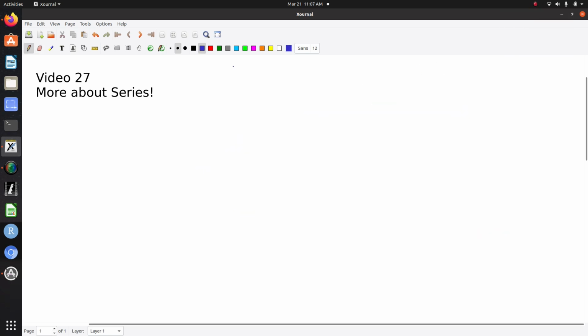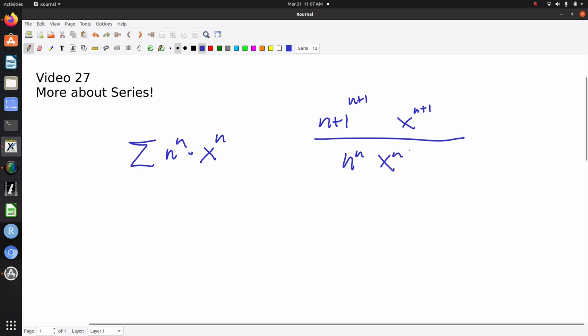Okay, so here's another example. What if you have n to the n times x to the n, and you're going to use the ratio test? So you're going to have (n plus 1) to the n plus 1, x to the n plus 1, over n to the n, x to the n. That looks messy, right? As n goes to infinity. This thing looks positive, but just put absolute value bars on anyway.